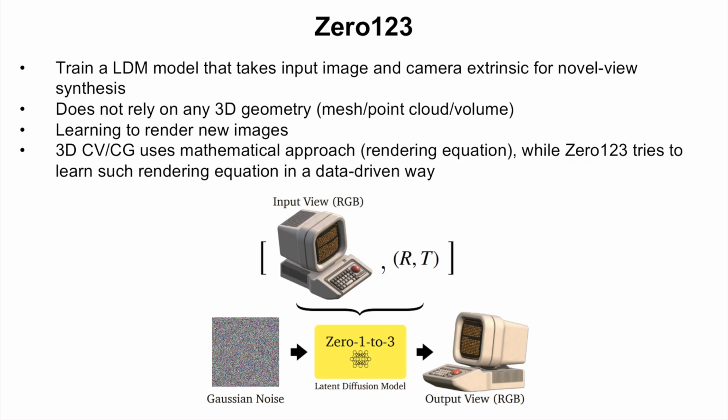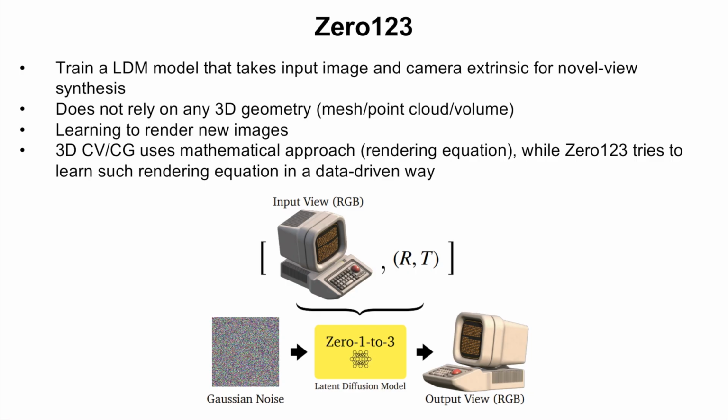Zero-1-2-3 trains an LDM, a latent diffusion model, that takes the input image and camera extrinsics for novel view synthesis. It does not rely on any 3D geometry, mesh, point cloud, or volume. DreamFusion relies on NeRF, right? But here, Zero-1-2-3 does not rely on any 3D representation.